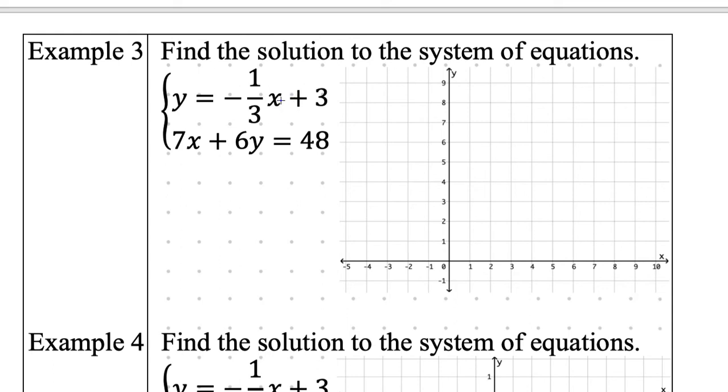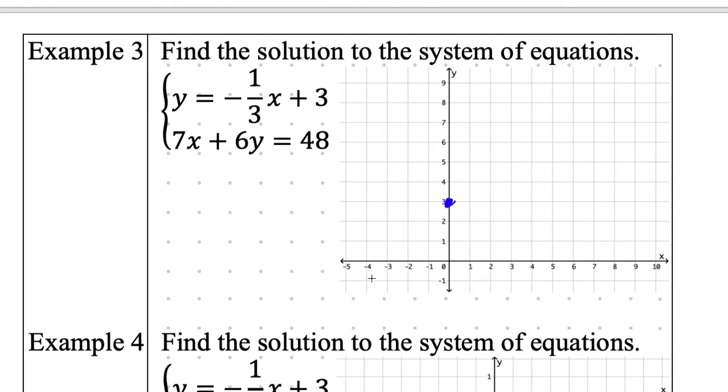Careful there. You're going to graph the y-intercept. 3. Do I graph 3 on the x-intercept, or on the x or the y? Oh, 3 on the y. Okay, so I'm going to graph 0, 3. That was our first point. Thank you, Emma.